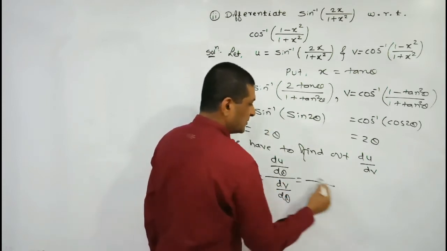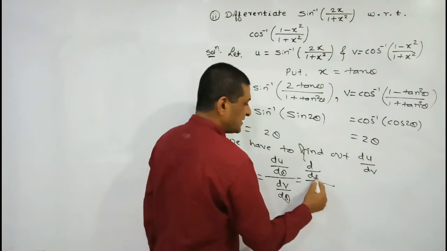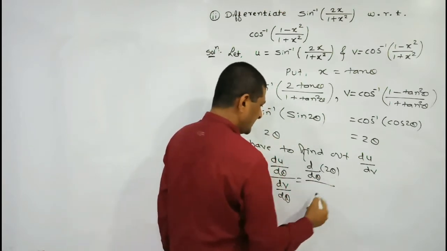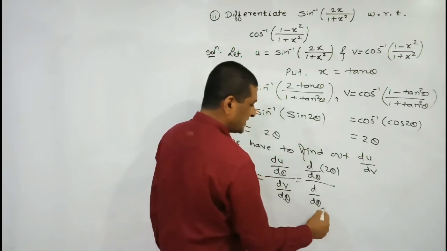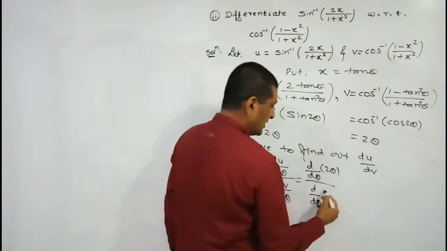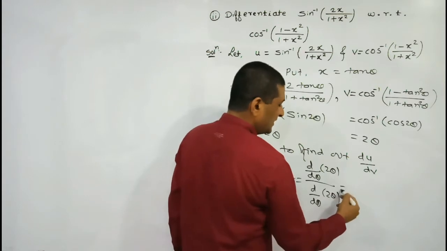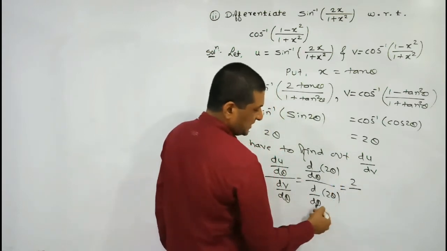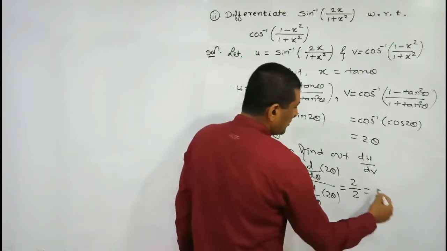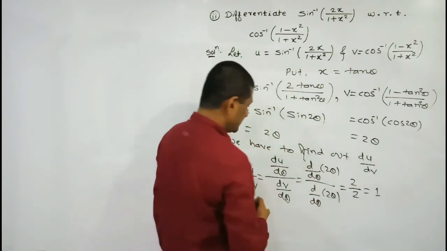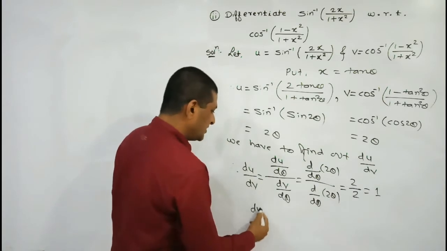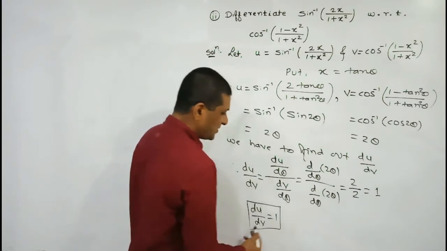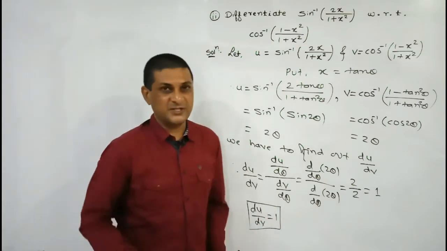So which is equal to, in the numerator, d by d theta, keep it as it is, u I am replacing by its value 2 theta. In the denominator also, d by d theta, keep it as it is, replace v by its value. Value of v is also 2 theta. Now derivative of 2 theta with respect to theta is 2, and derivative of 2 theta with respect to theta is 2. 2 upon 2 will be equal to what? 1. Means our required value, du upon dv, will be equal to 1. In this way we have got the required differentiation.